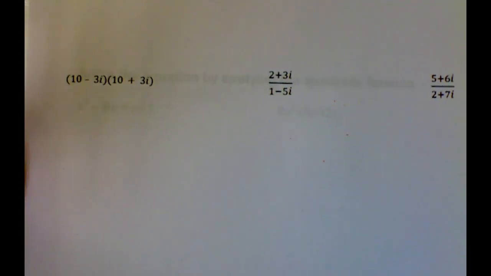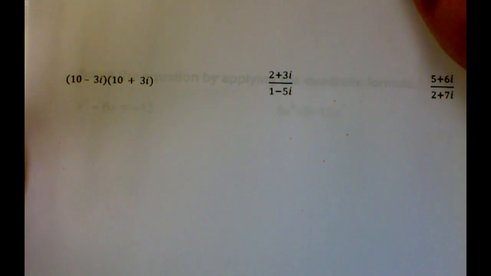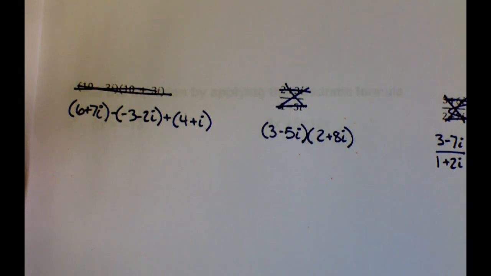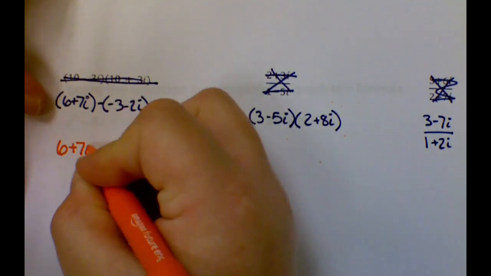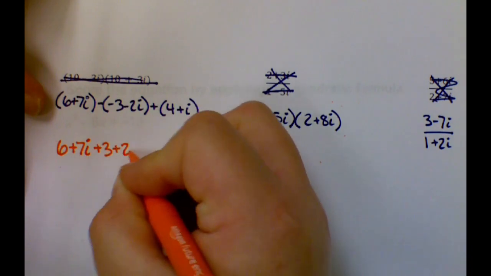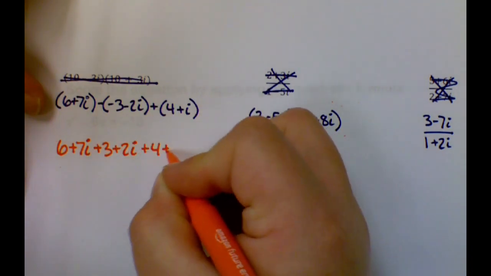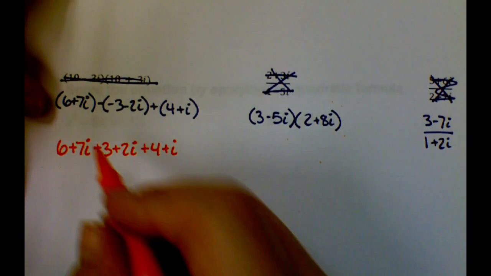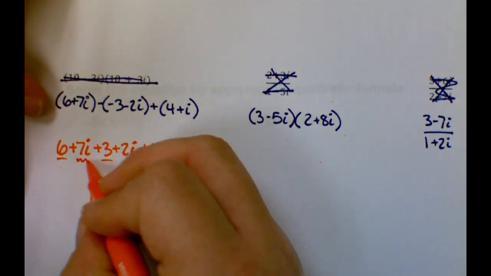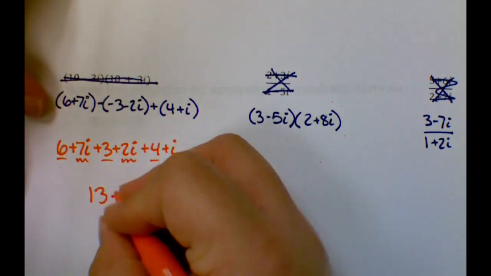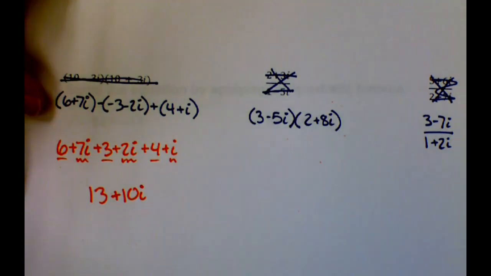All right, now a couple more to try. And I apologize, my original problems were wrong, so I just rewrote them. All right, for this first one, we are adding and subtracting, so we want to distribute that subtraction. So it becomes 6 plus 7i plus 3 plus 2i plus 4 plus i. And we're just combining like terms. 6 plus 3 plus 4 makes 13. 7i plus 2i plus i makes plus 10i, and there we have it.